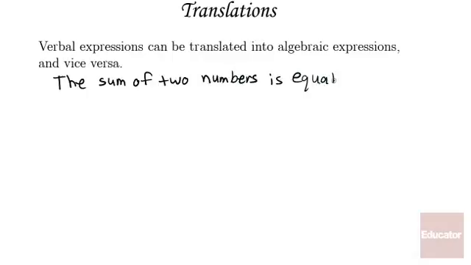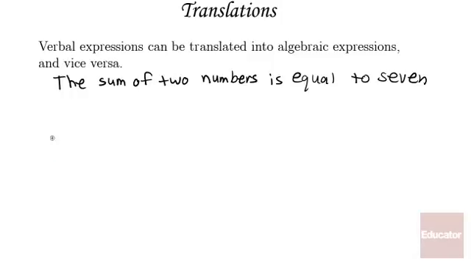Recall that verbal expressions can be translated into algebraic expressions and vice versa. So you can go from verbal expressions to algebraic and from algebraic back to verbal. For example, if I were given a verbal expression such as the sum of two numbers is equal to 7, I could translate that into an algebraic expression.